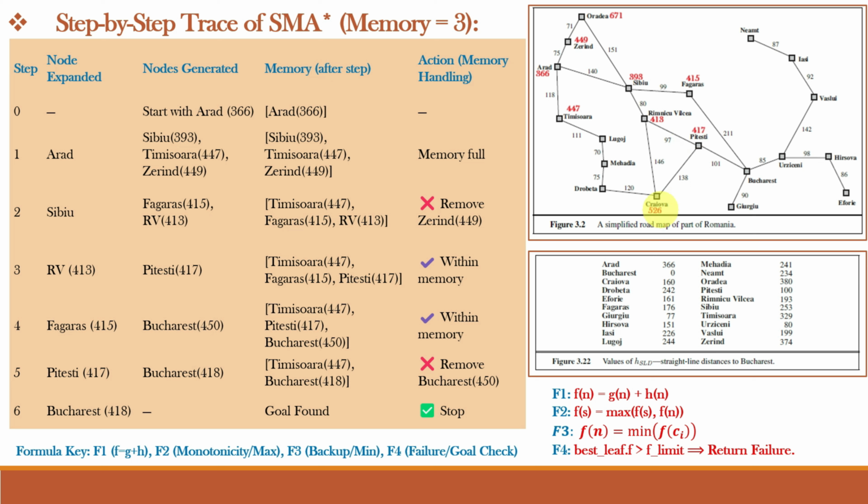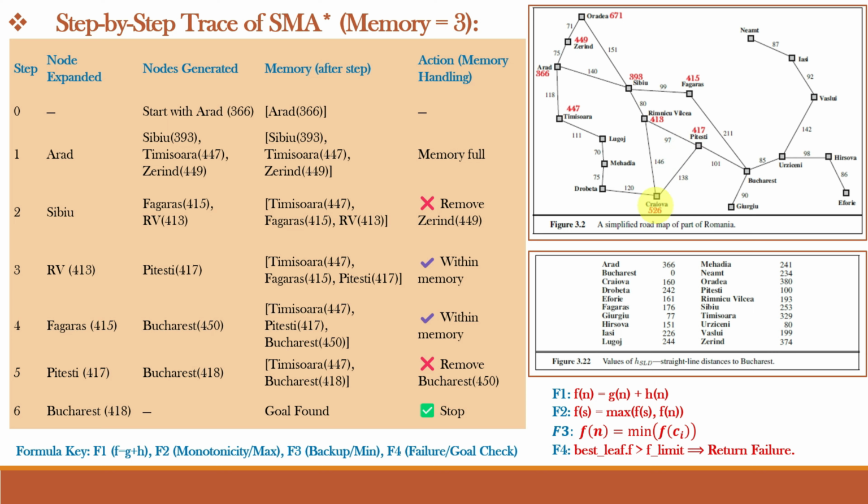Similarly for Craiova, the value comes out to be 526. So this path is very costly. So memory currently already has Timisoara, Fagaras and Rimnicu Vilcea, and adding Pitesti and Craiova exceeds memory. So the worst node is Craiova.